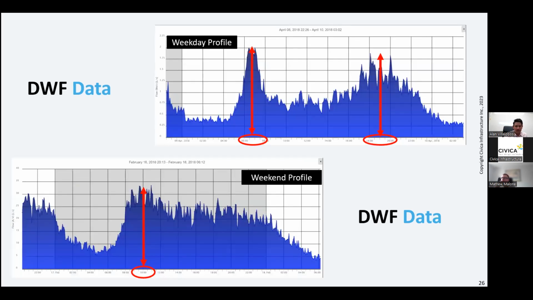I will show you some examples of what I mean. On the top of the chart, we have the weekday profile with two peaks. The first peak happens before working hours, between 6 and 8 a.m., so I think it's at 7 a.m. Then the second peak is in the afternoon, anywhere between 6 and 8 p.m., so let's say 7 p.m. Then the chart at the bottom is the weekend profile, where the peak happens around 10 a.m. and there's no second peak.